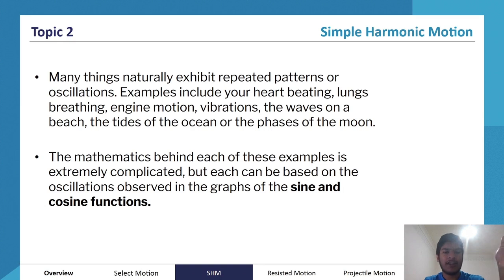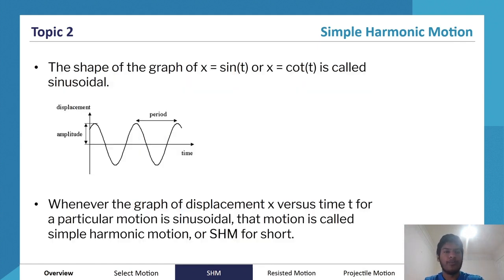And the mathematics behind each of these examples is extremely complicated, but each one can be based on oscillations observed in the graphs of sine and cosine functions. In the real world, when talking about oscillations, right, even suspension systems can quite often be modeled with oscillations, or to a certain extent, damped oscillations. But in essence, they involve sine and cosine and are built up on a basic simple harmonic motion model. So the graph of x equals sine of t and x equals cosine of t is called sinusoidal.